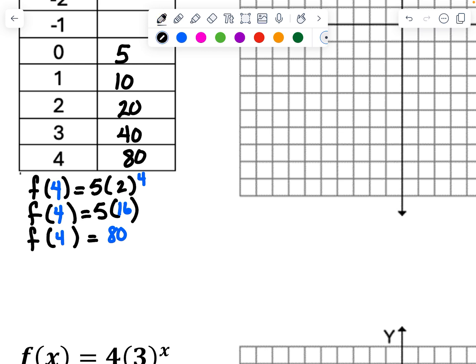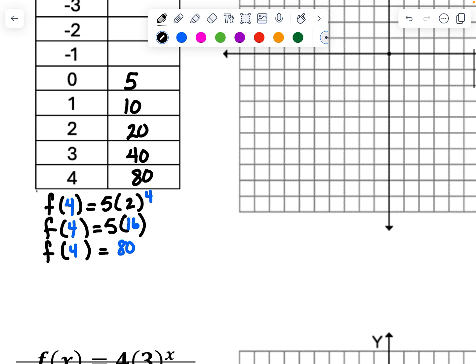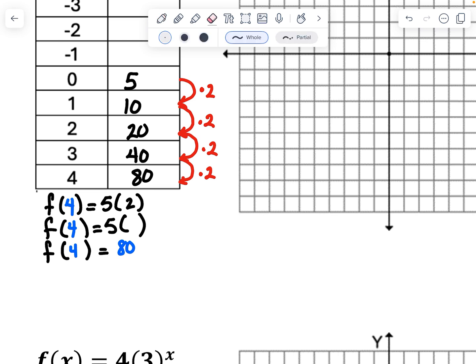Do we see a pattern? I hope we see a pattern. I think the pattern we see is that to go from this line to this line, we had to multiply by 2, and then 10 times 2 is 20, and 20 times 2 is 40, and 40 times 2 is 80. So we're multiplying each time by 2. Well, that's all well and good. Is it true when our powers are negative? Let's go and look.